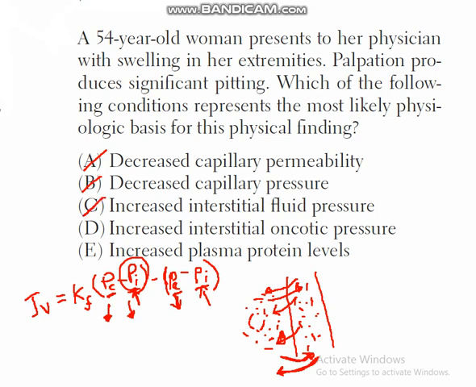Increased interstitial oncotic pressure, yes, it may be the thing, because if the oncotic pressure increases here, the salt concentration or plasma protein concentration here increases, so it attracts more water from the blood vessel and the formation of edema is occurring in this patient. So we can choose this one till now. And what about E, increased plasma protein level? If the plasma protein level increases, the fluid is retained here, it will not come out. So the best option is increased interstitial oncotic pressure, which leads to the formation of edema in this patient.